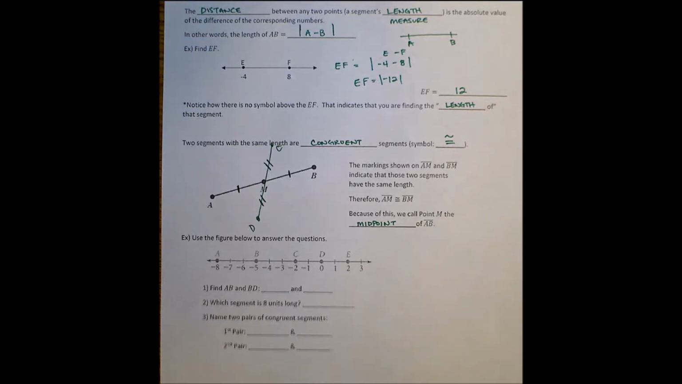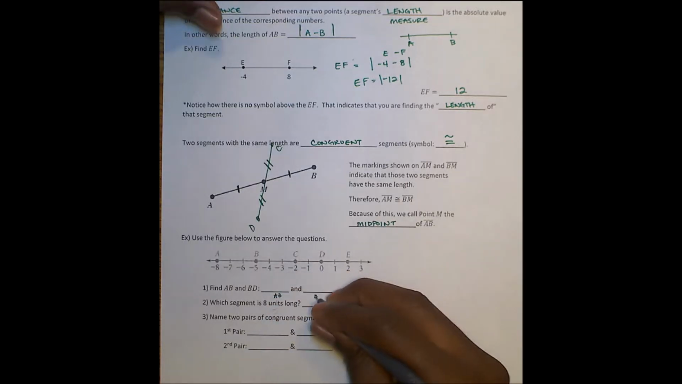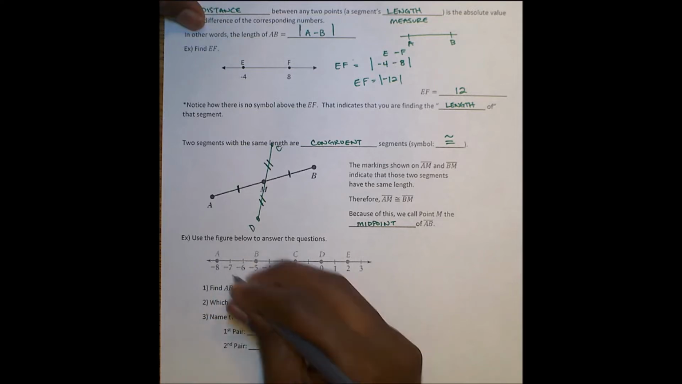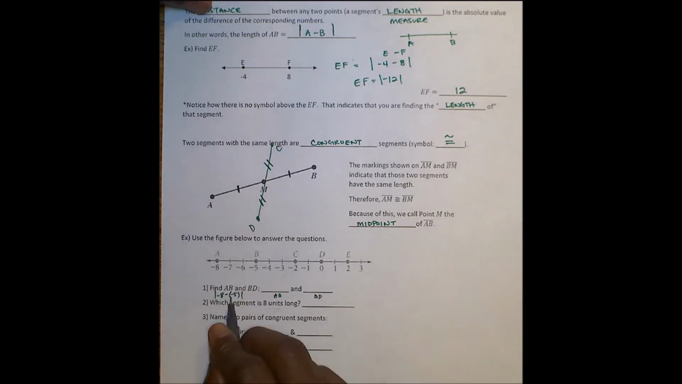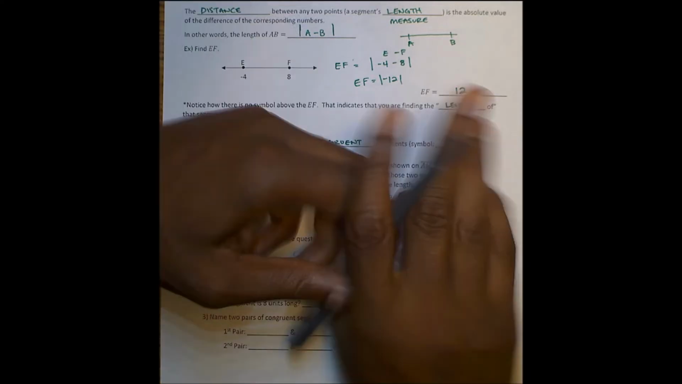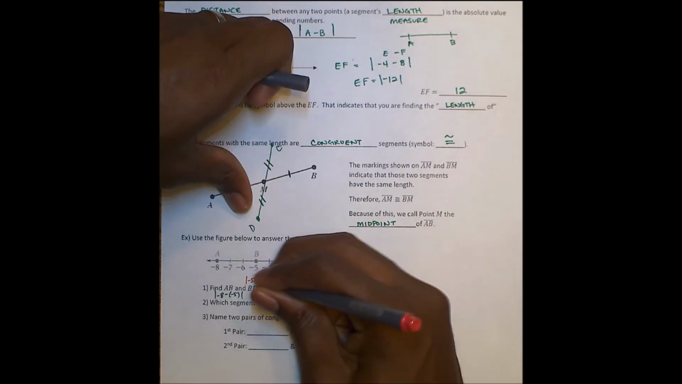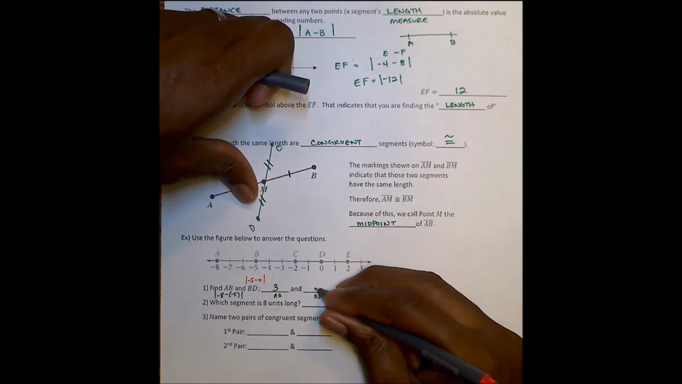It says find AB and BD. We can do that by just finding the difference between the coordinates. For AB, that's going to be the absolute value of negative 8 minus negative 5. So that's negative 3, and it has to be positive, so positive 3. For BD, do the same thing. BD is going to be negative 5 minus 0, which is negative 5. That is going to be 5.